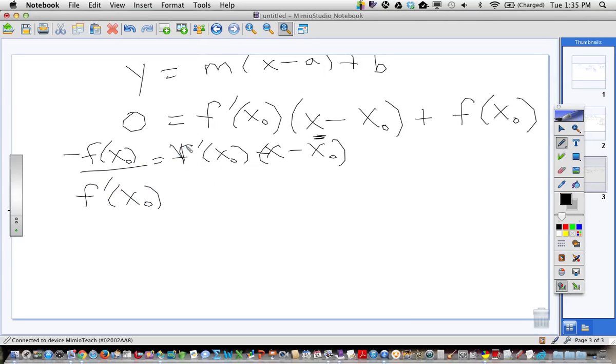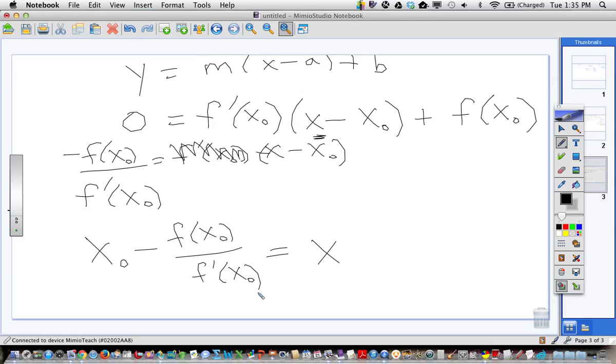Right, see what I'm doing? Okay, so that's gone. And then I'm going to add the x sub 0 over. So I get x equals, and when I add the x sub 0 over, I'm going to put it over here on the left. So I'm going to have x sub 0 minus f of x sub 0 divided by f prime of x sub 0.